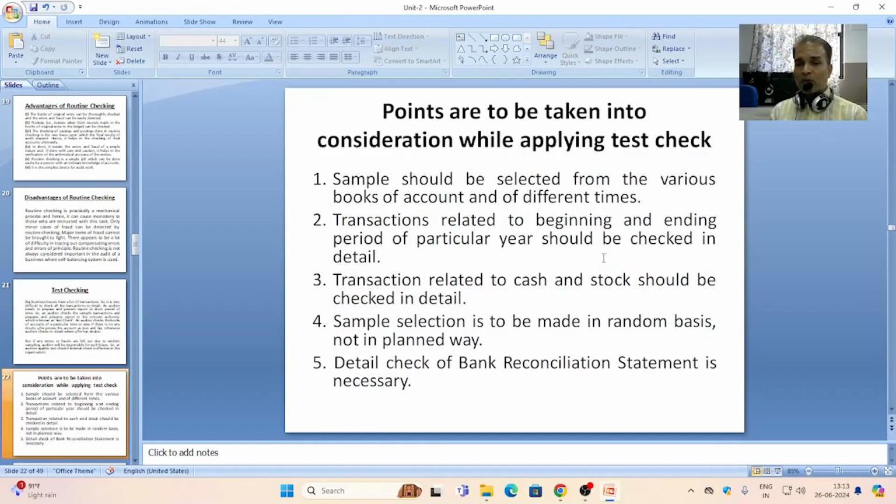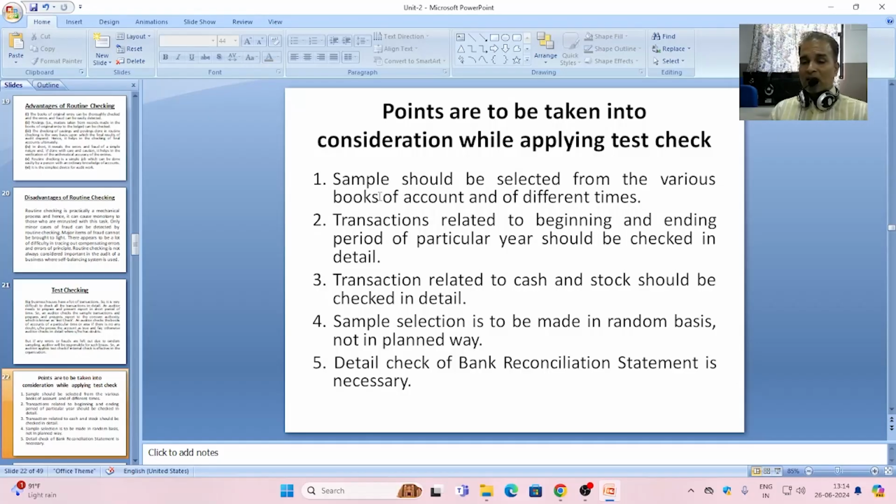Some points are to be taken into consideration while applying test checking by the auditor. First, samples should be selected from the various books of accounts and of different times so that balancing may be there. Second, some transactions related to the beginning and ending period of a particular year should be checked in detail. It means it's okay that the auditor is going with test checking, but some items, some transactions should be checked randomly by the auditor from the group of beginning transactions of the year. Same in case of the ending period.